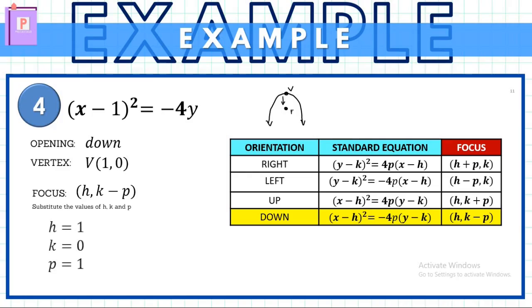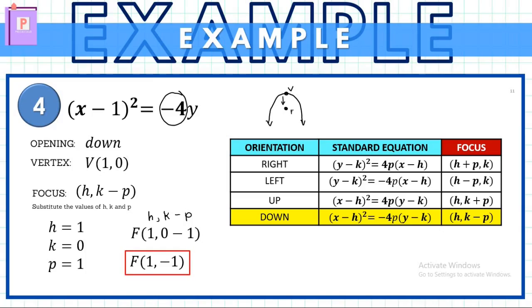Now let's identify h, k, and p. H is 1, k is 0, and p is +1 because 4p is -4. Now we substitute the values. Simply copy h, comma, k, and then minus p. After that, we substitute, we simplify. The focus will now be at 1, -1.